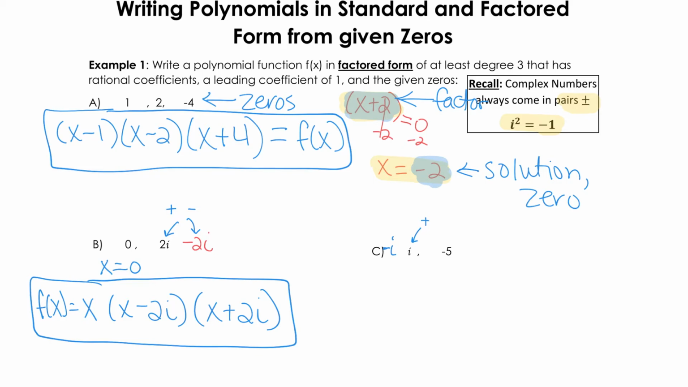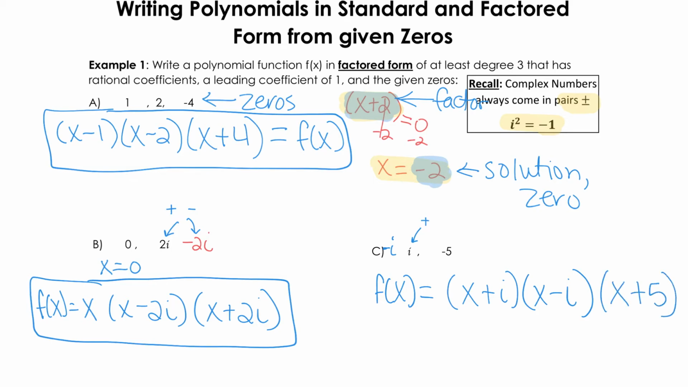So when I write my factors, I'm going to have f of x equals x plus i, x minus i, and the negative 5 is going to be x plus 5. And there I have it in factored form.